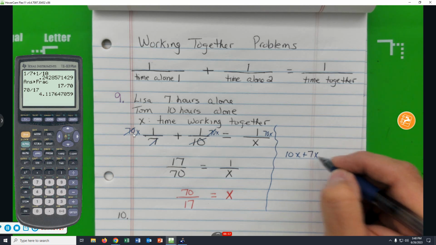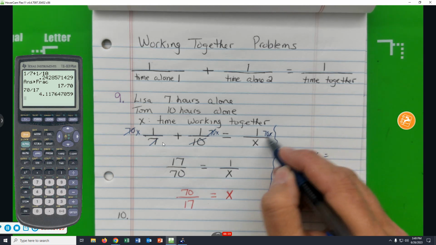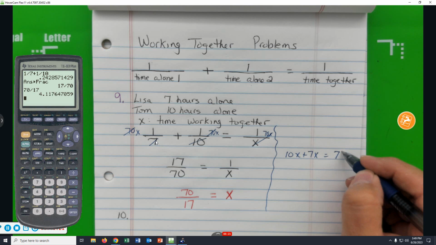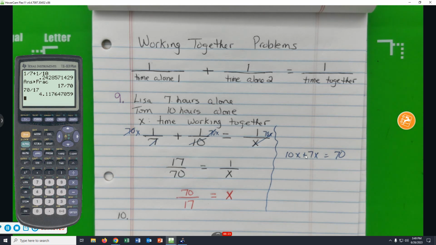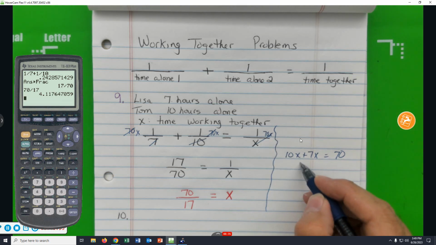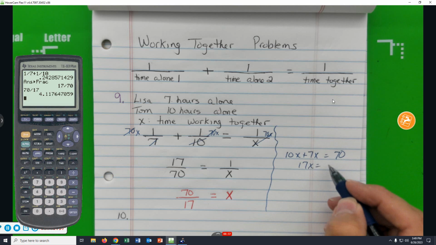Multiply through by the least common denominator. 70 divided by 7 gives a 10x, plus 70 divided by 10 gives you a 7. You still have that x, equals, multiply by 70x over here, the x's cancel. 1 times 70 gives you 70.